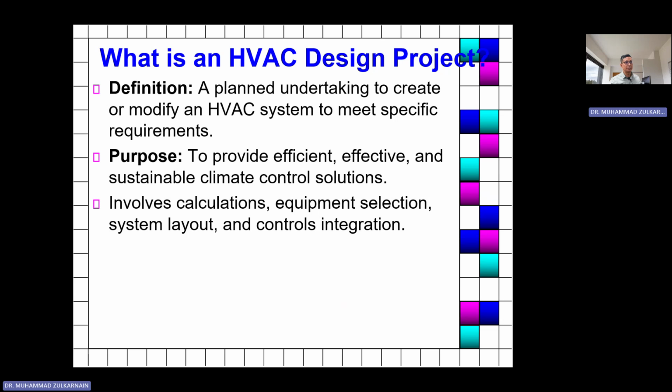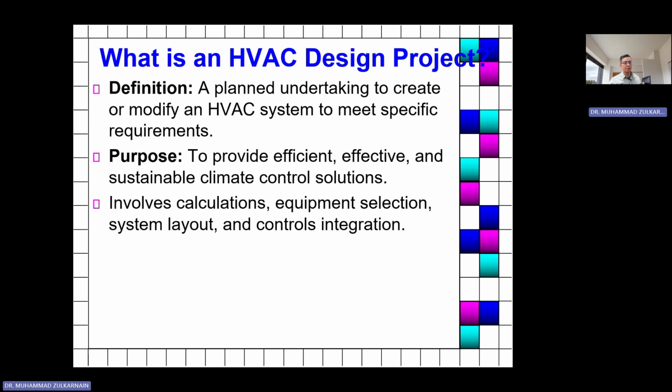So let's say Daikin also offers projects to customers. The potential client will come to Daikin and discuss with the engineer what they want, and then the engineer at Daikin tries to solve it based on the client's requirement. The purpose is to provide efficient, effective, and sustainable climate control solutions.